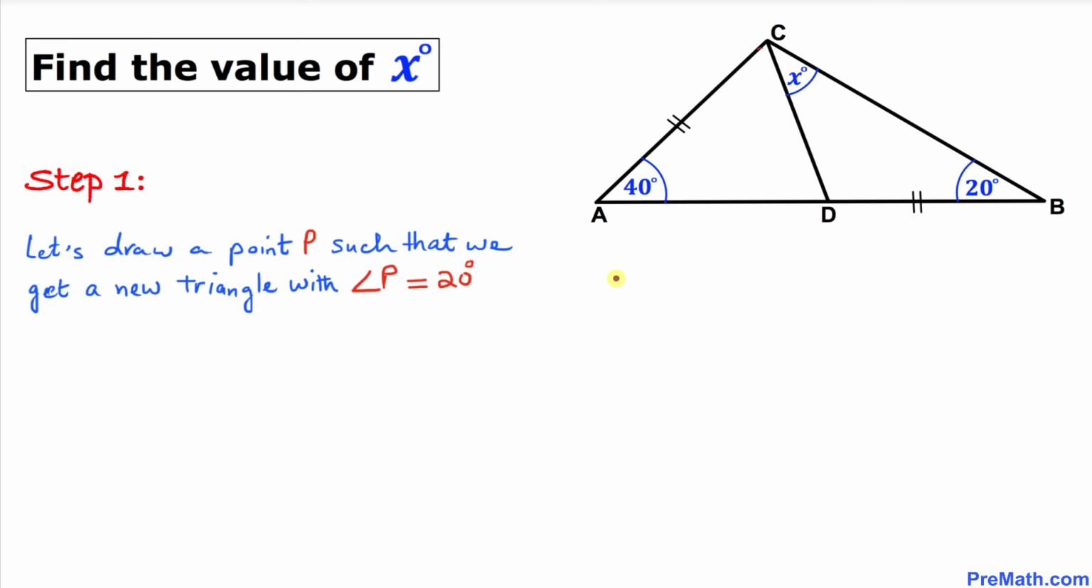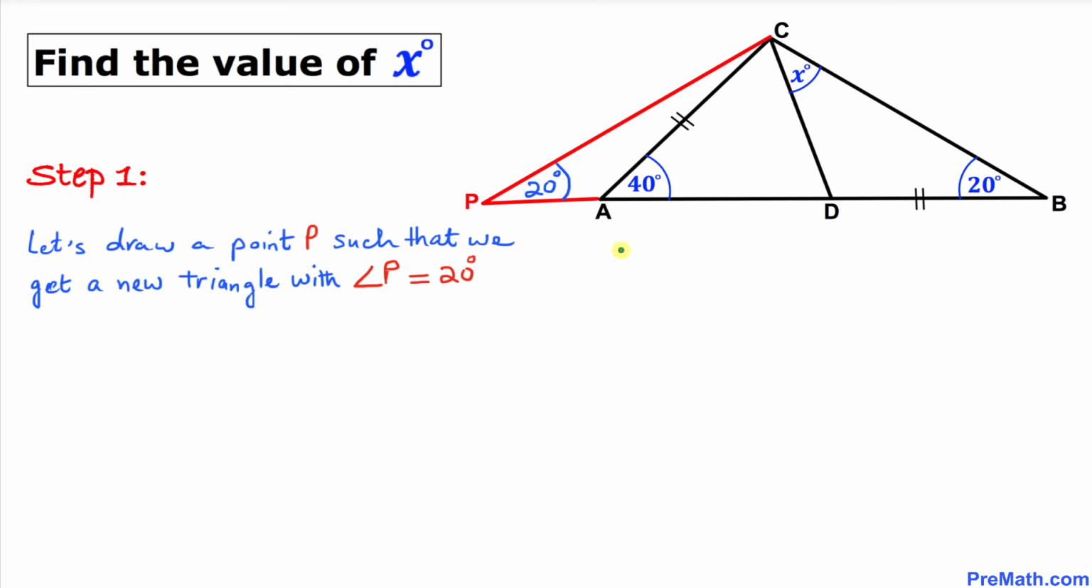Here's our very first step. We have to be very creative to solve this problem. That's the reason why we are going to draw a point P. Point P is going to be somewhere here, such that if we draw this triangle by connecting point A and point C to this point P, this angle P is 20 degrees. And here's our much nicer looking diagram.